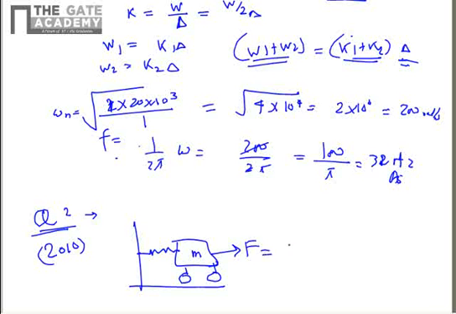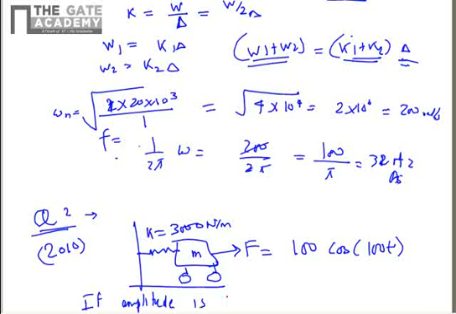So the harmonic force is equal to 100 cos 100 t. Omega is given as 100 and the amplitude of force is also 100. And the stiffness of the spring K is given as 3000 Newton per meter. And mass is m. So if the amplitude of motion is 50 mm, then what should be the mass? This is the question asked.